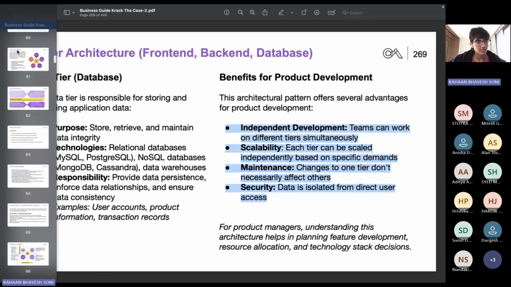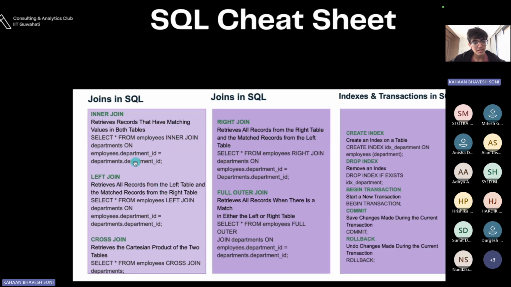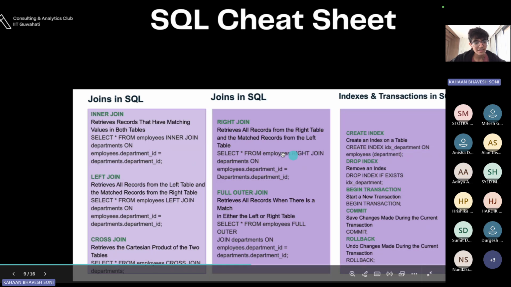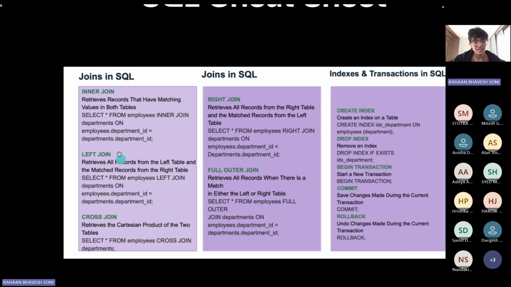Joins in SQL. So let's assume there is database one and database two. If you want to get all the values in the middle, the intersection values, then you can use the inner join. Left join is like two circles: you get all the values in the left circle and the intersection. Similarly, right join, you would get all the right values. Cross join retrieves the Cartesian product of the two tables. Then full outer join, you'll get the outer circle's values and the inner circle's values.